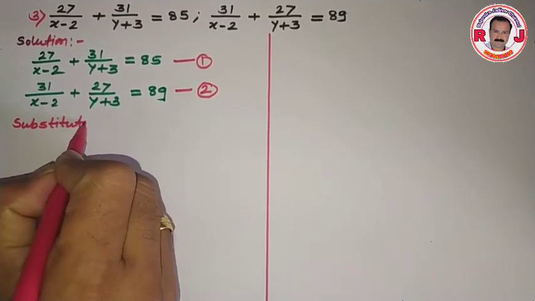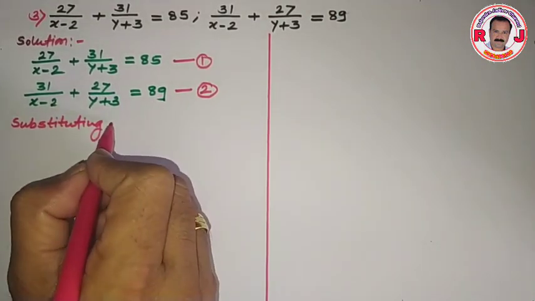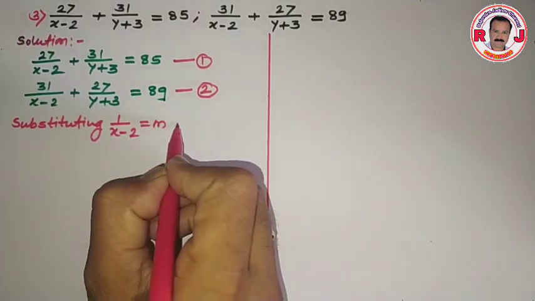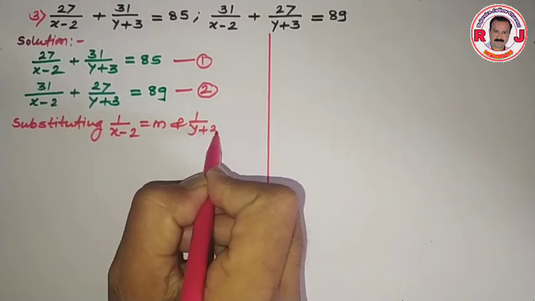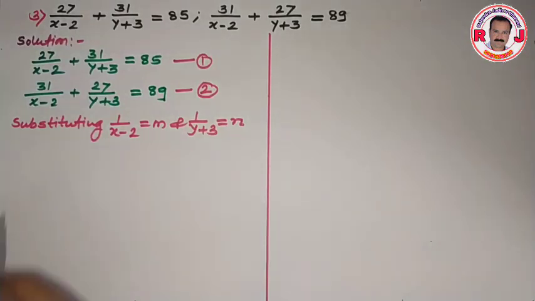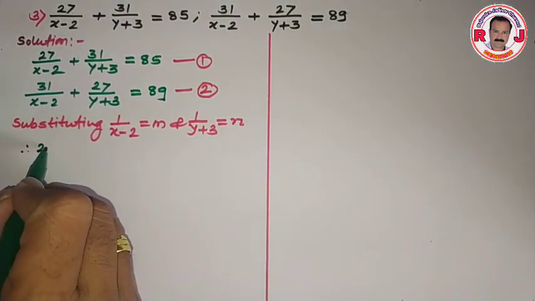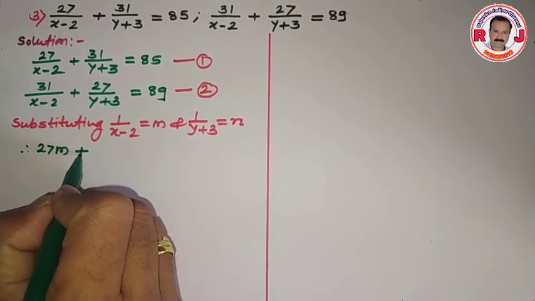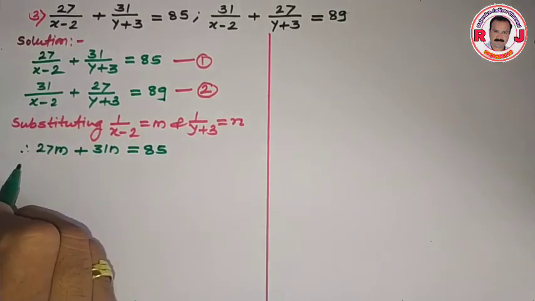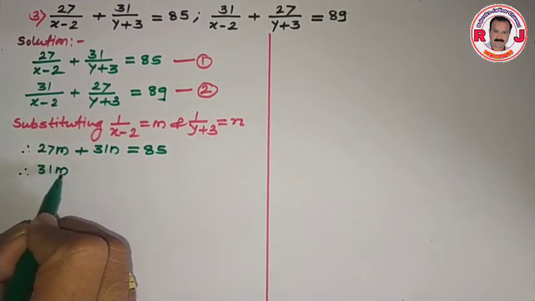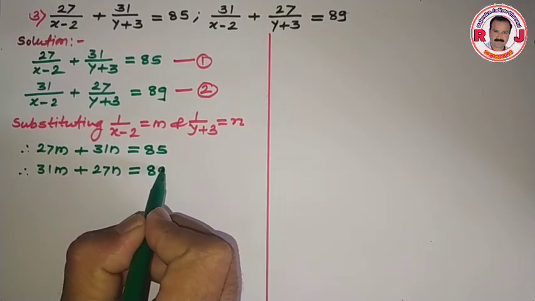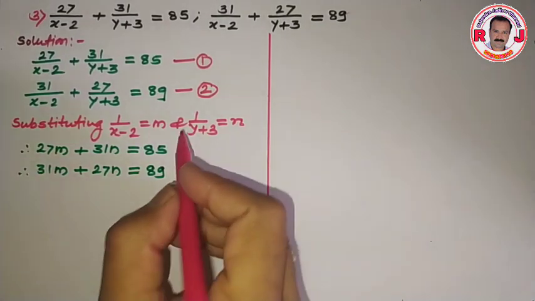Substituting 1 upon x minus 2 is equal to m and 1 upon y plus 3 is equal to n, and write down these two equations. Here 27m plus 31n is equal to 85 and 31m plus 27n is equal to 89. This is equation 3 and 4.